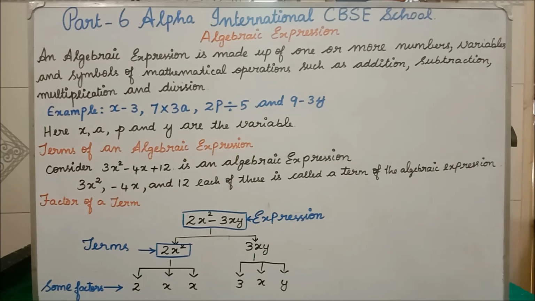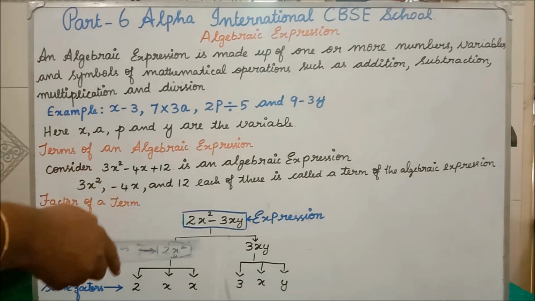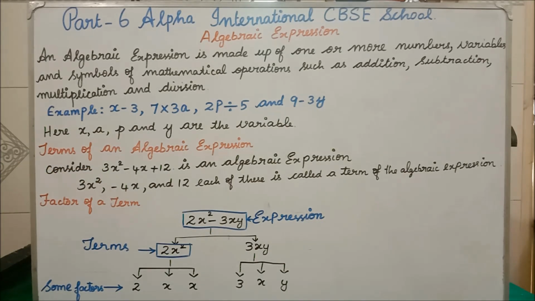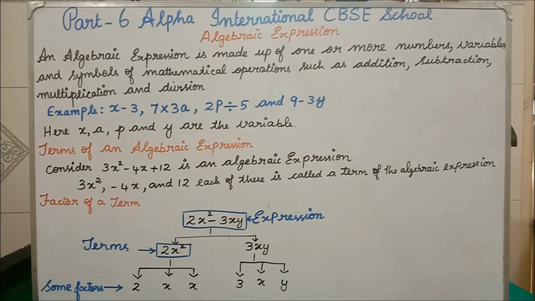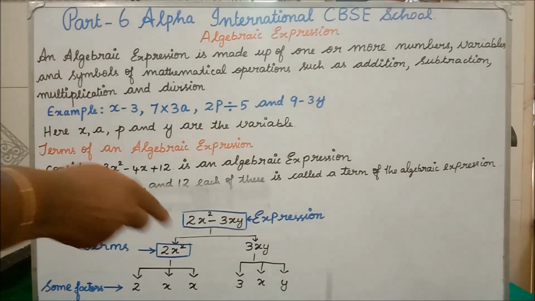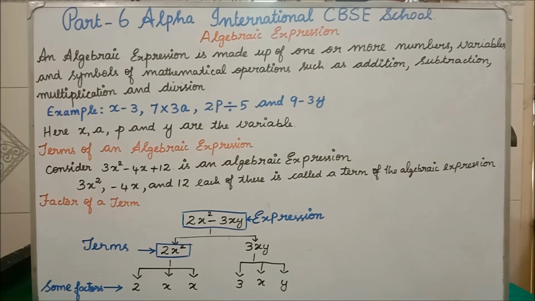Now, we will see factors of a term. I have given one algebraic expression. If you see here, 2x square minus 3xy. In this expression, how many terms do we have? We have two terms. What is the first term? The first term is 2x square. What is the second term? The second term is minus 3xy.